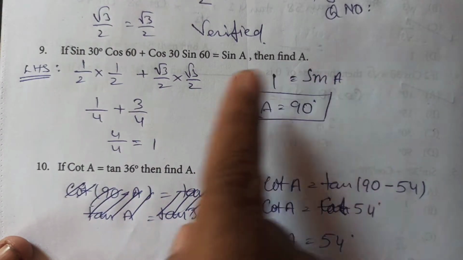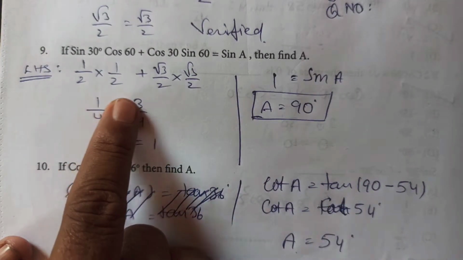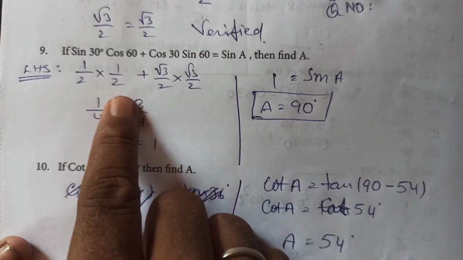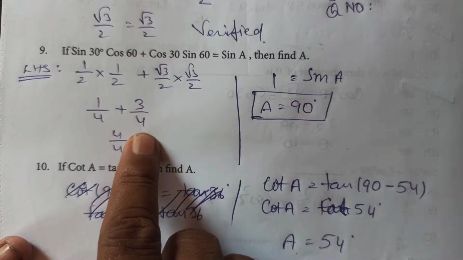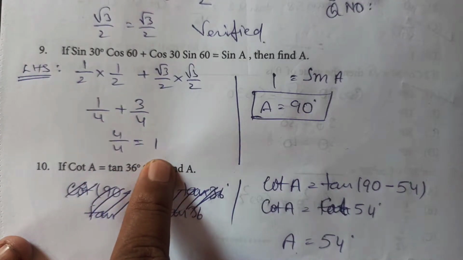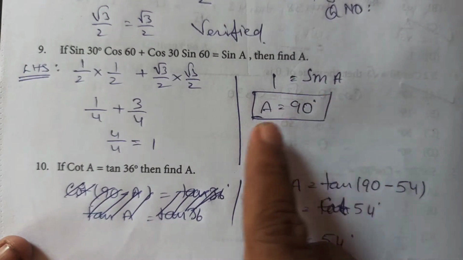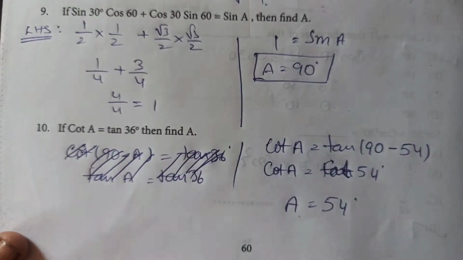Next we are coming to the 9th question, that is sin 30 cos 60 plus cos 30 sin 60 is equal to sin A, then find A. Sin 30 is 1 by 2, cos 60 is 1 by 2, cos 30 is root 3 by 2, sin 60 is root 3 by 2. So 1 by 4 plus 3 by 4 becomes 4 by 4, which becomes 1. So it becomes 1, so sin A is equal to 1, A is equal to 90 degrees.